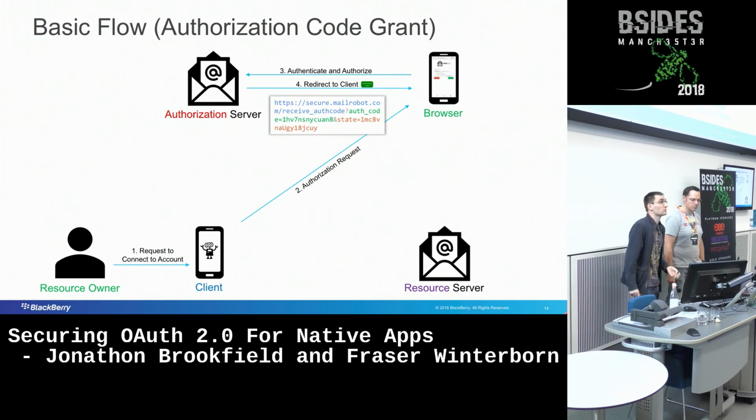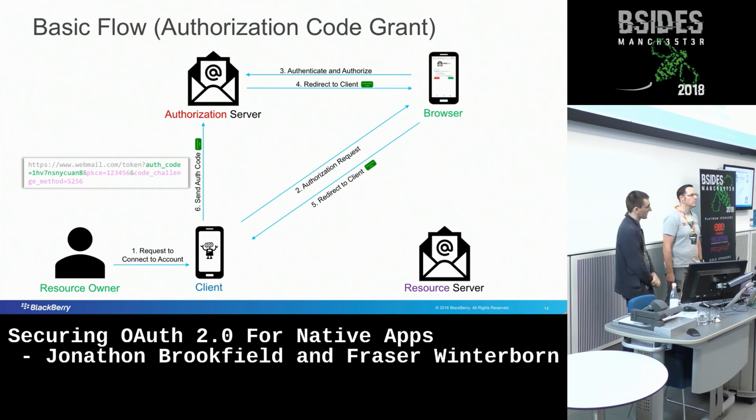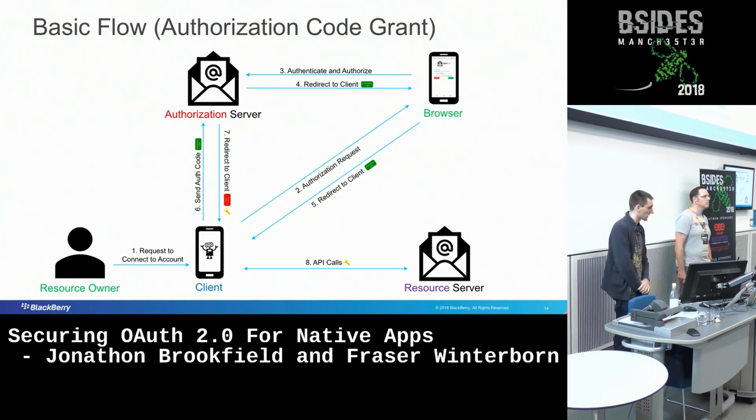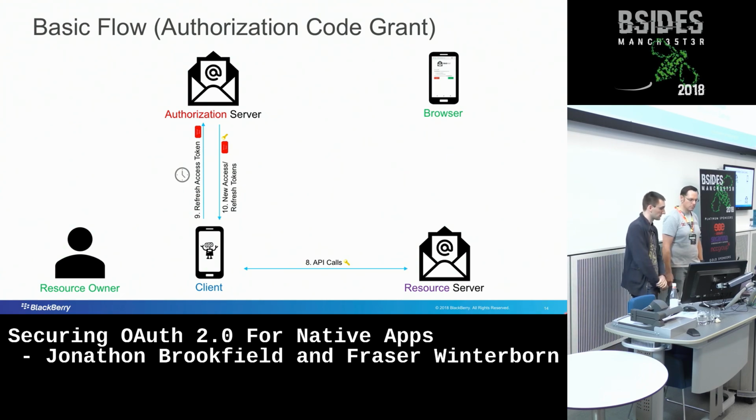This URL has already been claimed by the operating system, so the browser, when it receives this URL, invokes the app. The app receives the URL, pulls the authorization code out, and then it can make a direct connection to the authorization server and exchange that auth code for an access token and a refresh token. So now it's got an access token, it can make API calls to the resource server. Then some time passes. The access token expires, and it then uses its refresh token to go and get a new access token and a new refresh token option there.